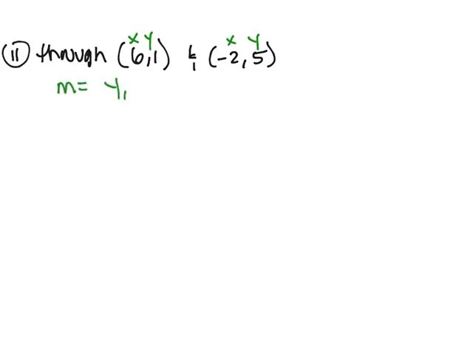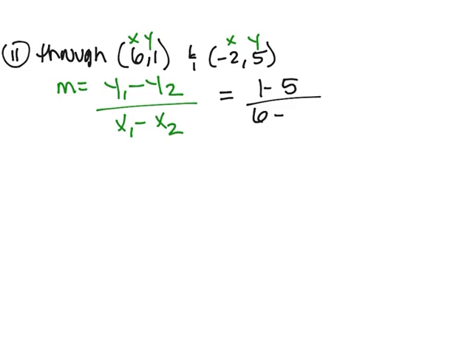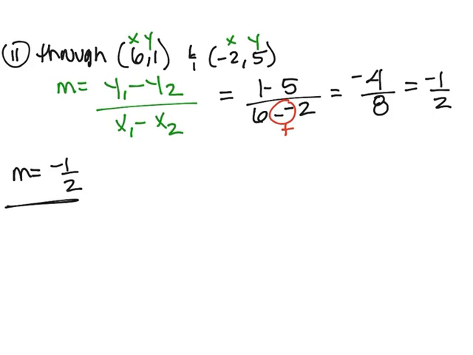So the slope formula says you're going to subtract your y's over your x's. So my y numbers would be 1 minus 5 over my x numbers, which would be 6 minus a negative 2. Make sure you know those two negatives are going to make a plus. So that would give me negative 4 over 8, and that's going to reduce to negative 1/2. So your slope is negative 1/2.